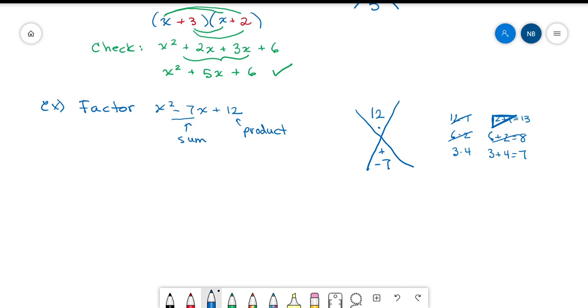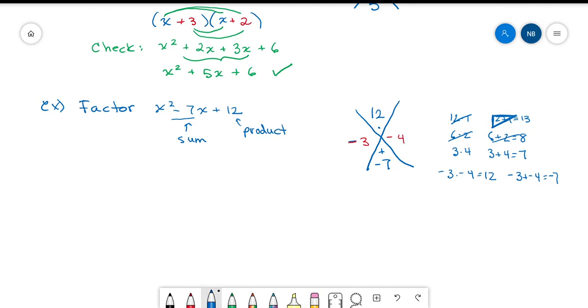Now, if I need to make a positive 12, I can also use two negatives because a negative times a negative is a positive. And if I make both the 3 and the 4 negative, I still get positive 12, but this time I get negative 7. So I found my two numbers. Let me use red, and they are negative 3 and negative 4.